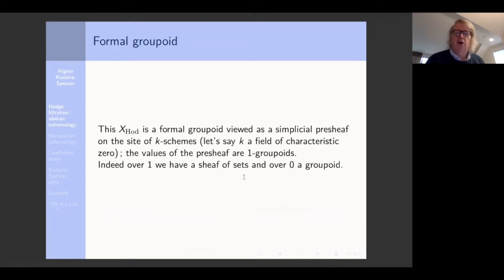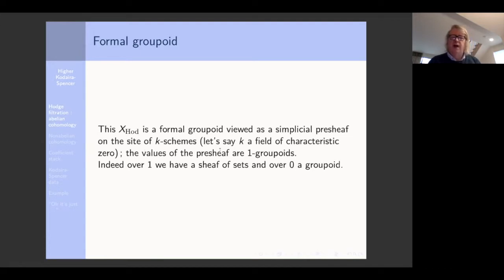Okay, so this X Hodge, well, it's a formal groupoid. You can define it by taking the deformation to the normal cone. If we take the deformation to the normal cone of the de Rham formal groupoid, then you get this. That deformation is the formal groupoid over the affine line, and it's G_m equivariant. So we get this X Hodge, which is a formal groupoid.